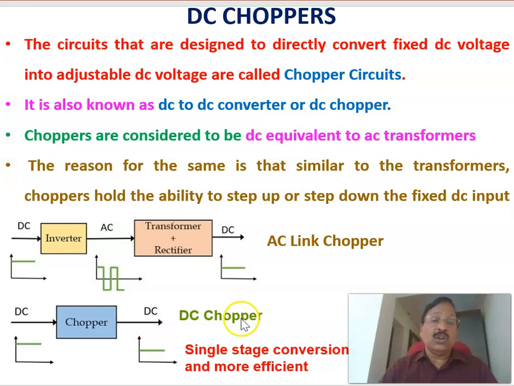But in normal DC choppers, you have a single switch whose duty ratio can be controlled so that the output voltage can be changed. The input is a fixed voltage, but the DC output voltage can be changed by the duty ratio of the switch we are using. That circuit is called a chopper circuit or DC chopper circuit, and it involves only a single stage conversion, unlike the AC link chopper. DC choppers involve single stage conversion and are also more efficient. Therefore, we'll be concentrating on DC to DC converters using single stage conversion.